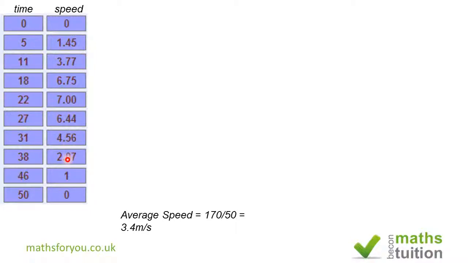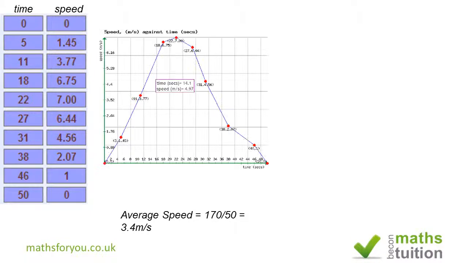That's my calculation here. And then I plot a graph, and what you notice here is that the graph starts from 0 up to a maximum and then down to 0 when it stops. So when the car stops, the speed is 0.